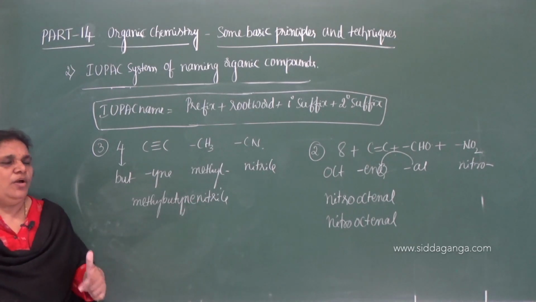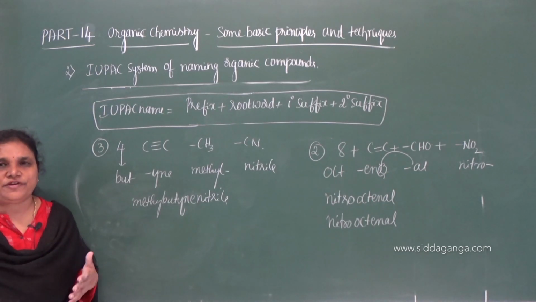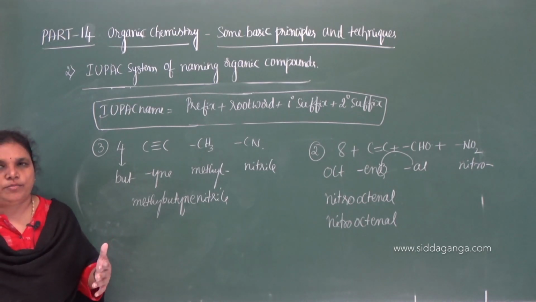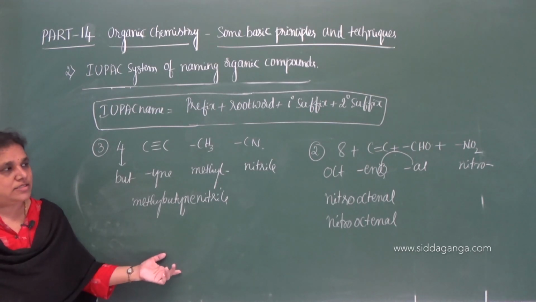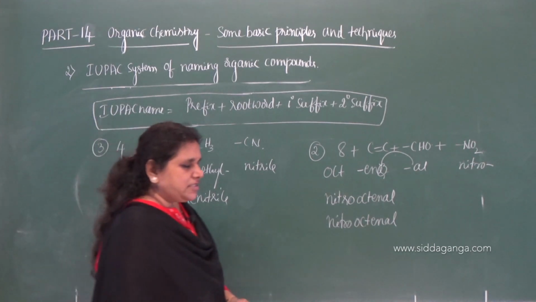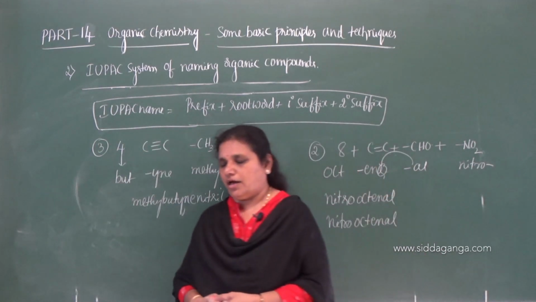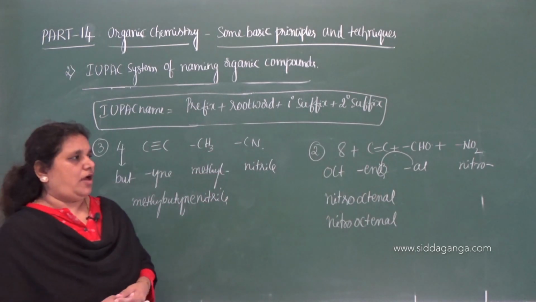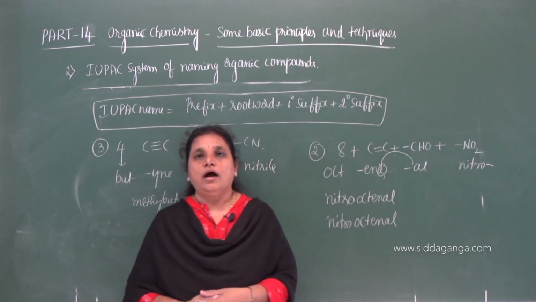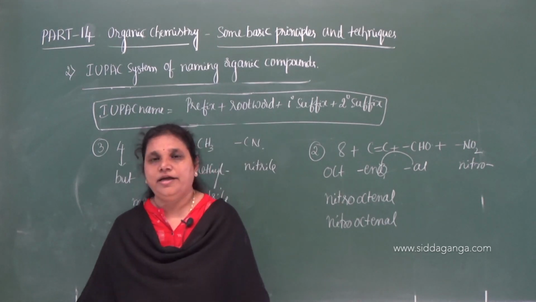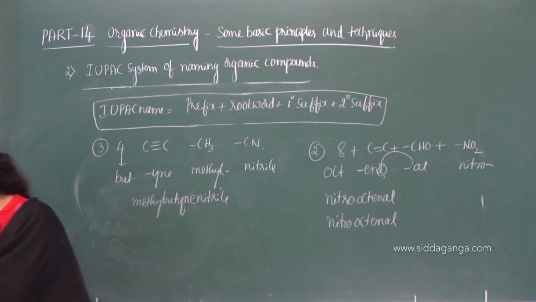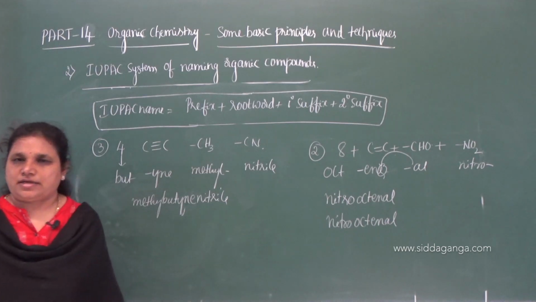So this is how we can give the root word, primary suffix, secondary suffix and prefix for a given compound, depending on the nature of the group, whether it is a functional group, multiple bonds or substituent groups. On this basis we can give the three parts of the IUPAC name. In the next class, let us consider what we mean by alkyl groups and how we get the different alkyl groups depending on the nature of the alkane. So let us move on to alkyl groups in the next class. Thank you.